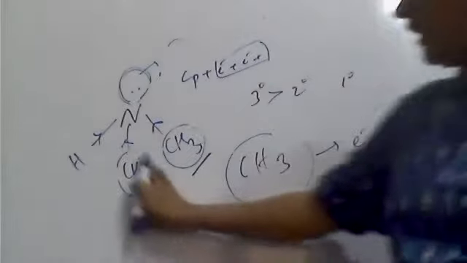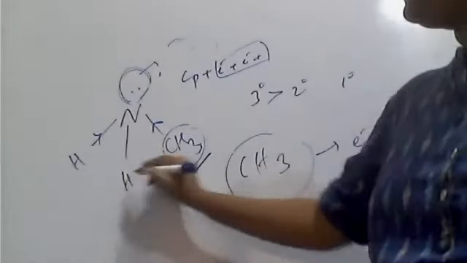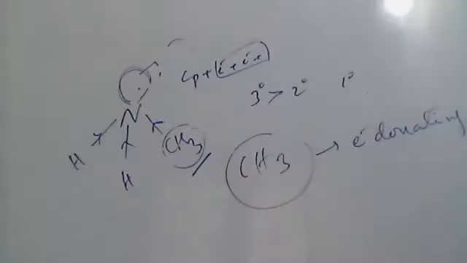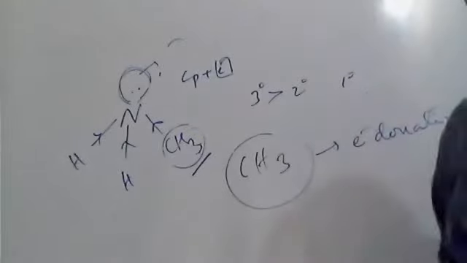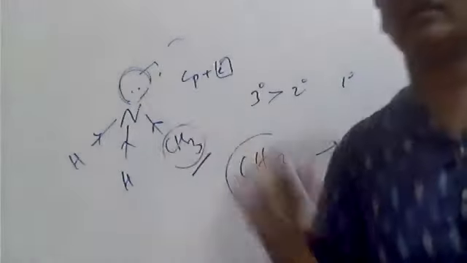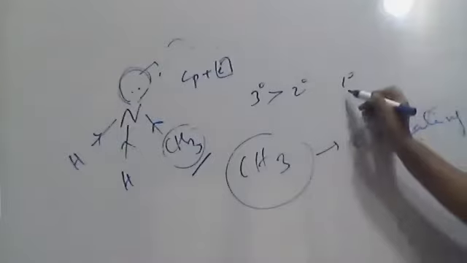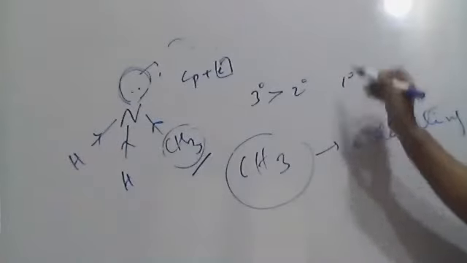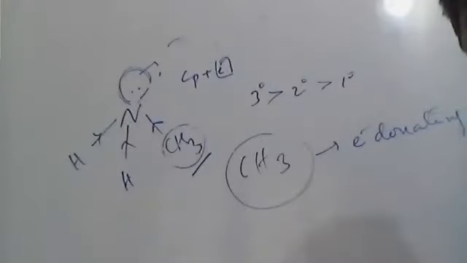And in the same way, if I replace one more methyl with hydrogen, now it is what? Primary. So in primary, only one group is there which is donating electron. So in a primary amine, the electron density on the nitrogen is lesser than tertiary, lesser than secondary. Therefore, the donation of electron pair by primary amine is slower. Therefore, the slower the donation of electron pair, the weaker is the basic nature.